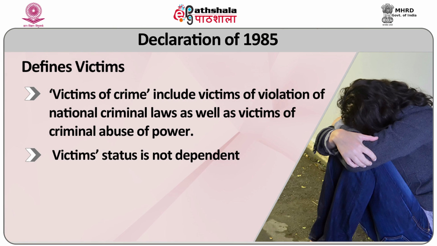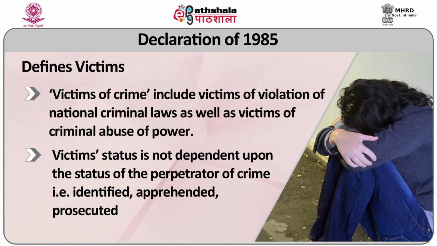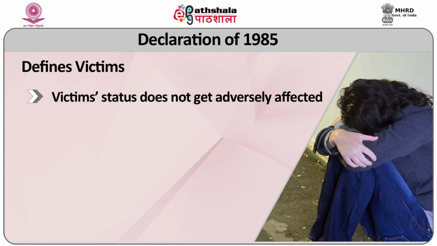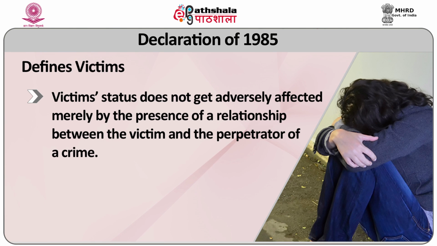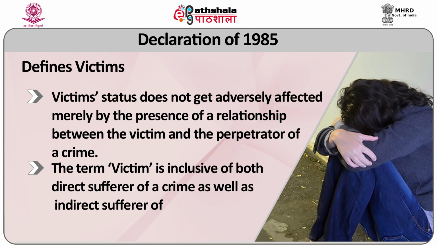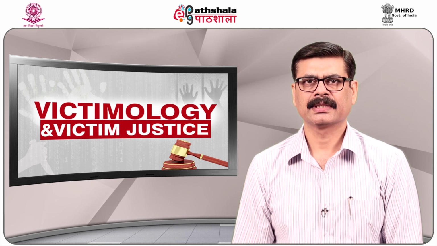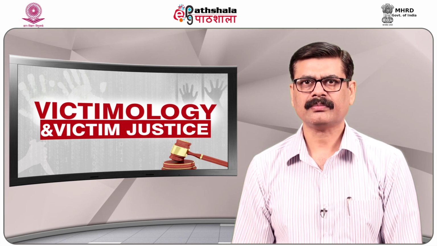Victim status is not dependent upon the status of the perpetrator of the crime, that is, whether he is identified, apprehended, prosecuted, or convicted. Victim status does not get adversely affected merely by the presence of a relationship between the victim and the perpetrator of a crime. The term victim is inclusive of both direct sufferers of a crime as well as indirect sufferers of a crime. This definition leaves no scope for any type of discrimination while deciding the status of victim. It prohibits all kinds of discrimination.